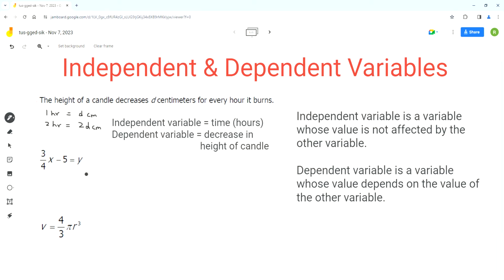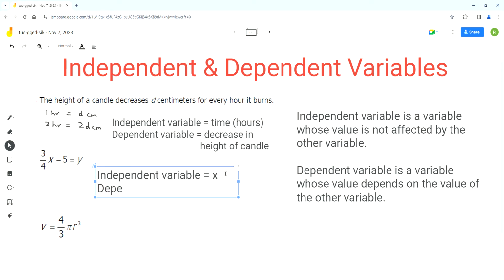Now in the second part we are given an equation, and this equation has two variables x and y. So in this case the value of y depends on the value of x, because whatever the value of x is, we multiply that value by 3/4 and then we subtract 5 from the result. So in this case the independent variable is x. And the dependent variable is the other variable y.